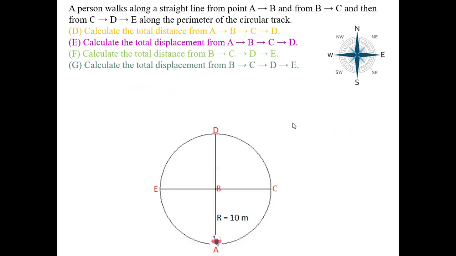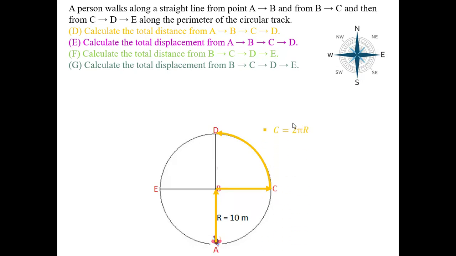That's A, B, and C. Let's do D, E, F, and G here. Part D wants you to find the total distance from A to B to C to D. Pretty light work. All you have to do is find each of the lengths and add them up. We already know from A to B is 10, from B to C is another 10, and then from C to D is 1/4 of the circumference of a circle.